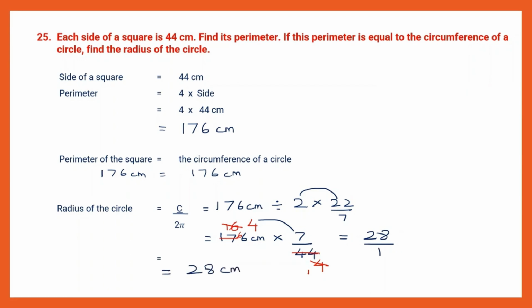So question 25, we've been asked to find two answers. Find its perimeter, and we found the perimeter to be 176 centimeters. So this is our first answer, 176 centimeters. Then we've been asked to find the radius of the circle, and we found it to be 28 centimeters. So this is our second answer.